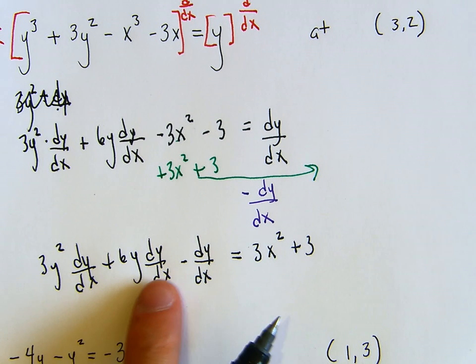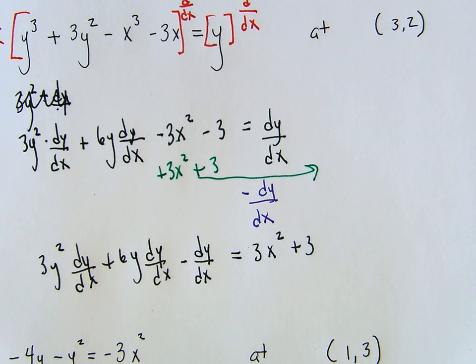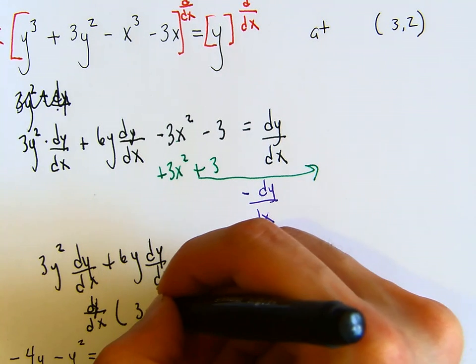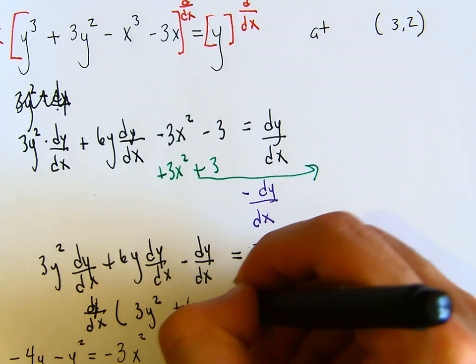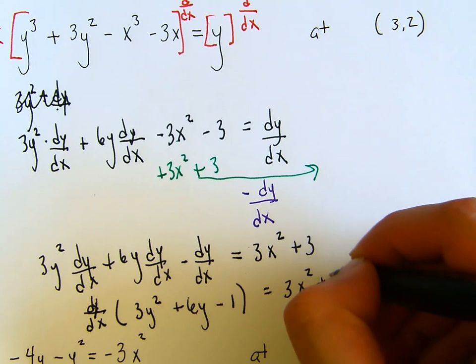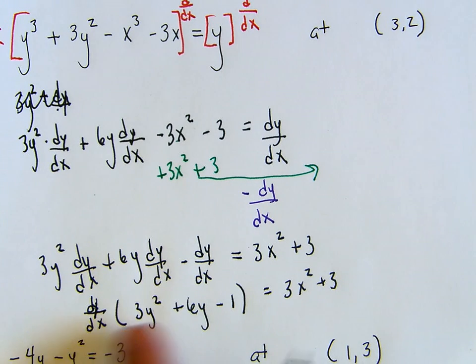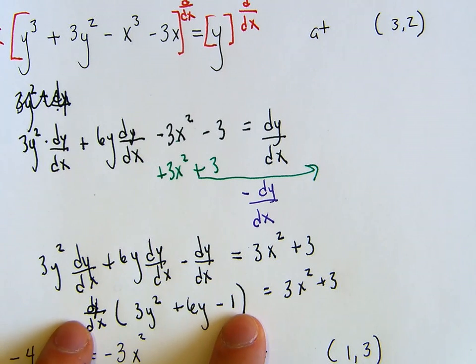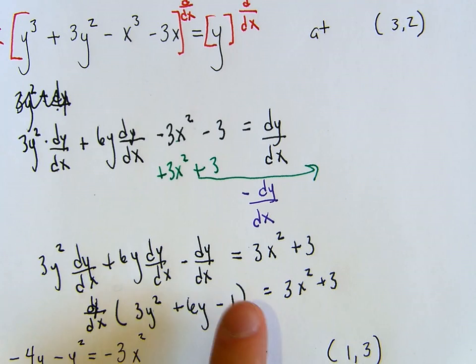Now what did we accomplish? All the dy dx's are on one side, so what is the next move? We're going to factor out a dy dx. So then it'll become dy dx times 3y squared plus 6y minus 1 equals 3x squared plus 3. Okay? Because here, why is it minus 1? Because if you were to multiply this to this, it gives you that. You multiply this to this, it gives you that. You multiply this to the negative 1, dy dx times negative 1 is negative dy dx.